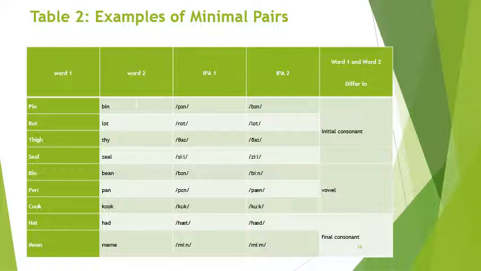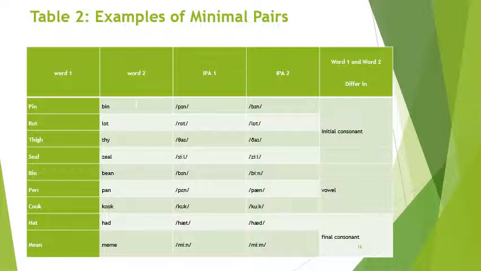Vowel sound. Then you have cook, cook. The first one is a short vowel, while the second one is a long vowel. Then you have hat, hat. The only difference is what? Final consonant sound. Hat, hat.